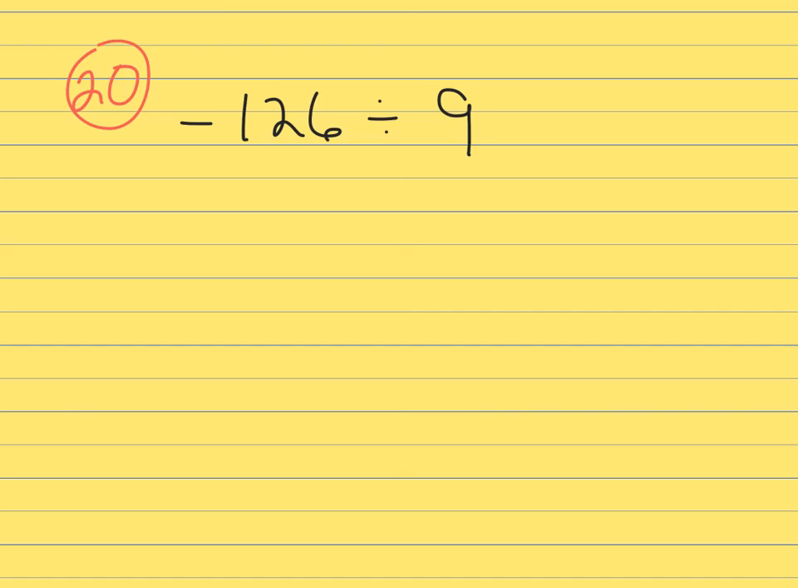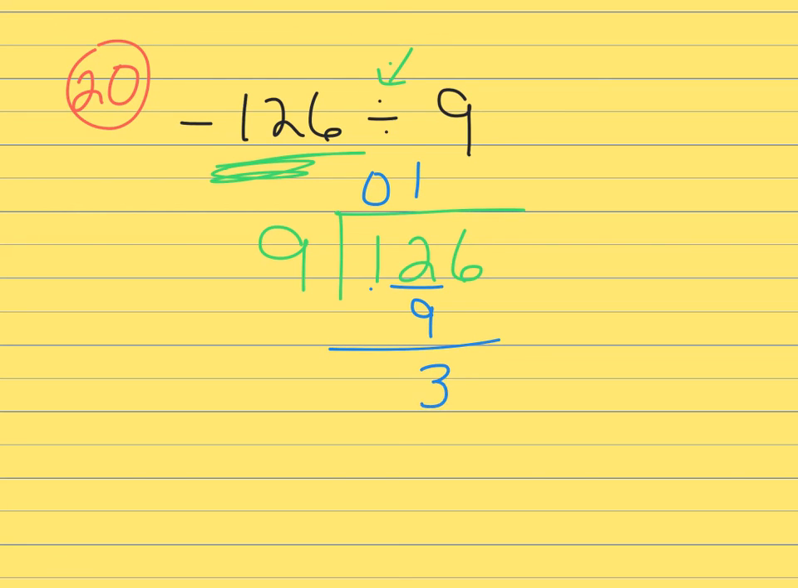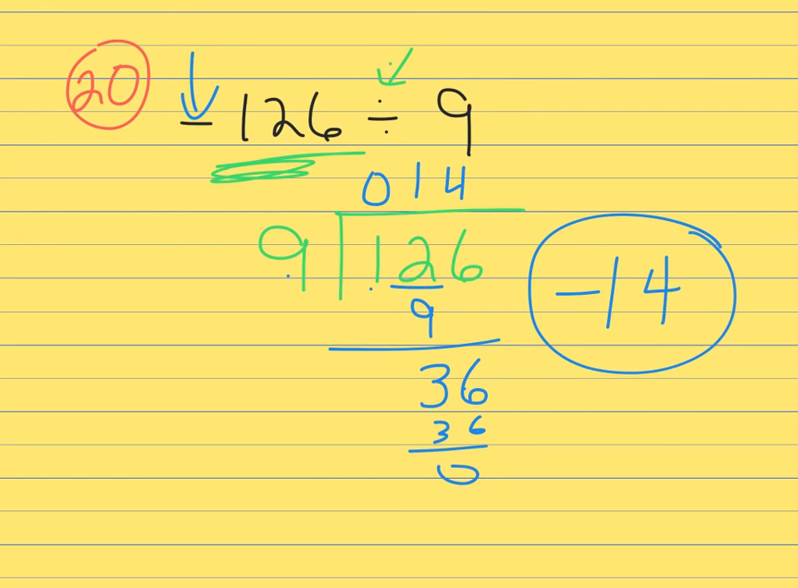This is division with integers, so I just divide like normal. The 126 goes underneath because it comes first, the 9 on the outside. 9 goes into 1 0 times, and then goes into 12 1 time. That's 36. 9 goes into 36 4 times. So the answer is 14, because if I finished it, it would be that. There's one negative sign, negative 14. Final answer.